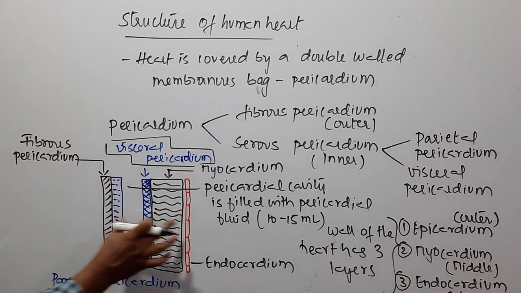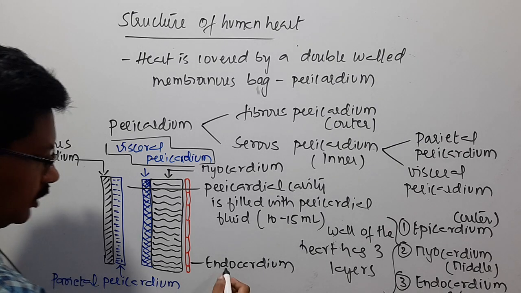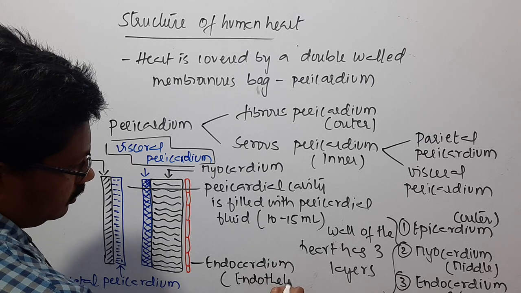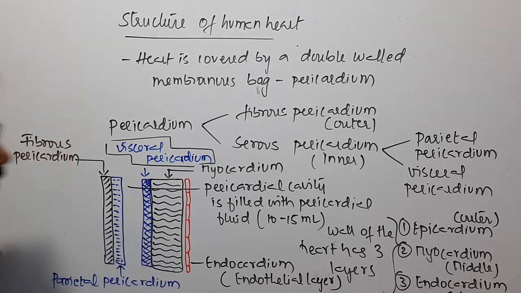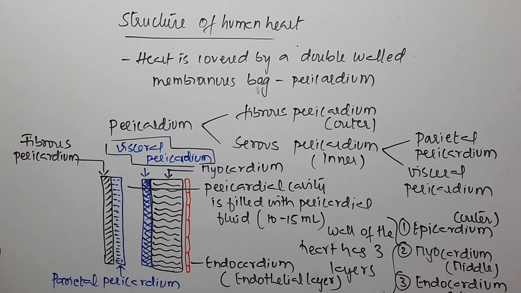So all three together will form the wall of the heart. Right. So here one more point: endocardium is an endothelial layer. So this is how you see the wall of the heart.